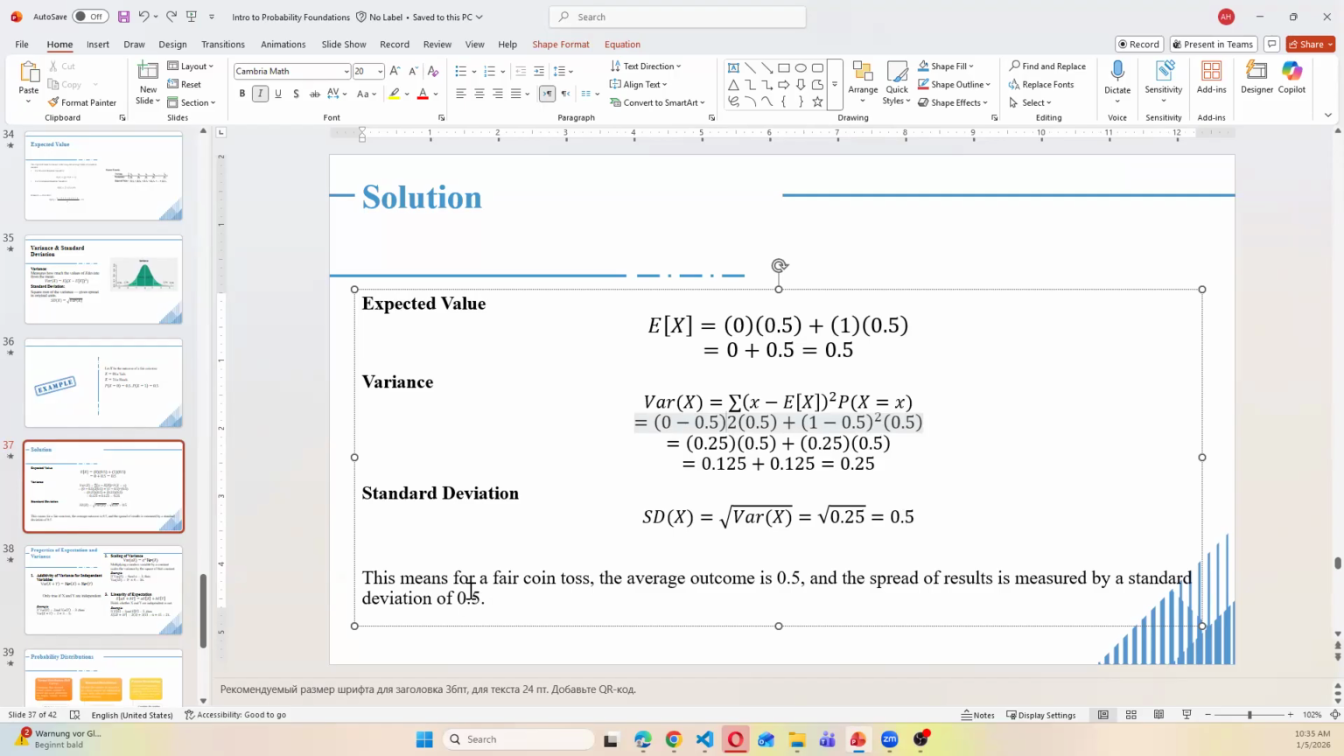So this means for a fair coin, the average outcome is 0.5. Either it could be tails or heads, so it is 0.5, you can see. And the spread of the result is measured by a standard deviation of 0.5. So the spread is also 0.5.